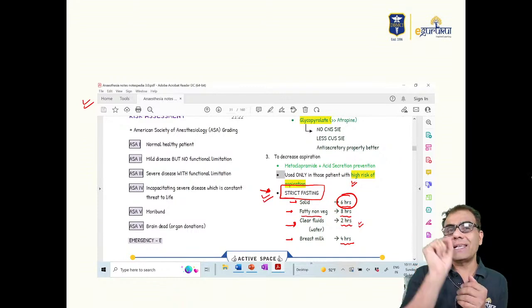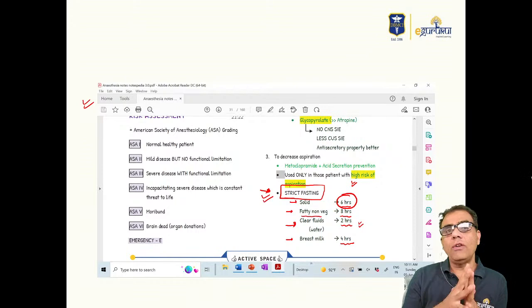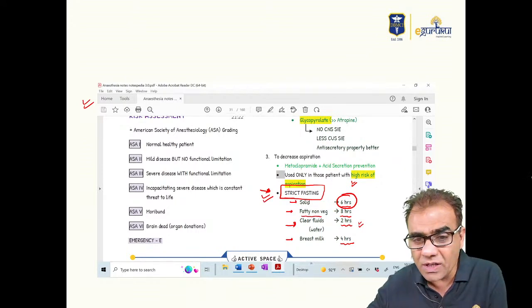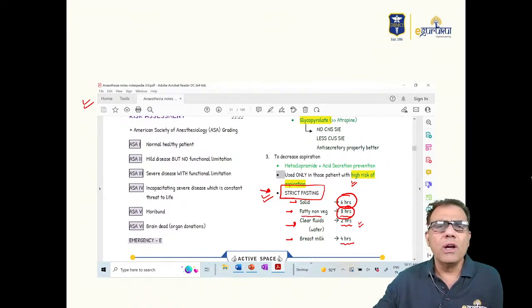And that is why we ask for details about the diet, not only fasting hours, but what the patient took. If the patient has taken a fatty non-veg meal, then we have to wait for 8 hours. Otherwise, normal food 6 hours is okay.